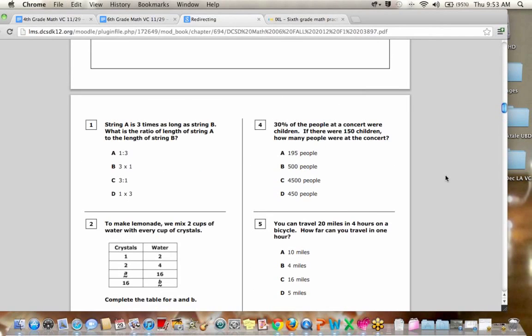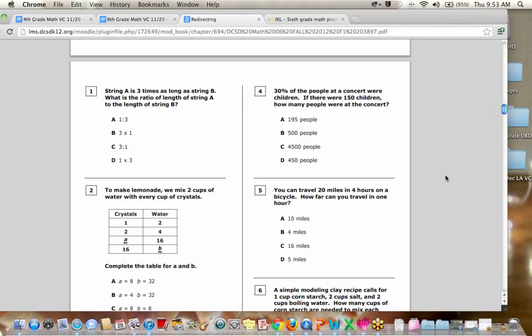Okay, so we're on number 4. Okay, you guys have not worked with percents yet, but it's not a huge deal. We'll go through it, and you'll, of course, see this as the school year goes on. But we have 30% of the people at the concert were children, and there were 150 children. So how many people total were at the concert? So we know that the portion 30% equals 150.